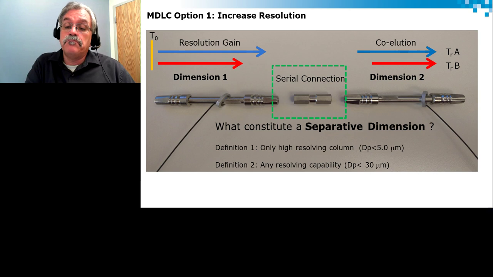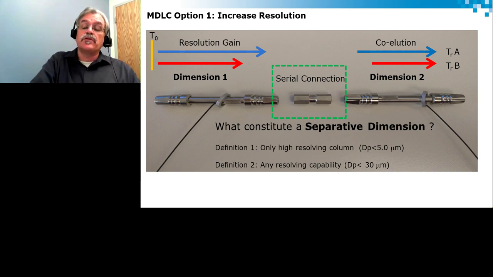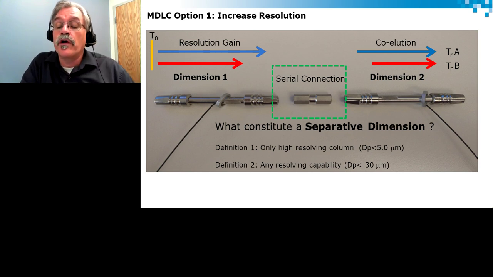Now, there's several definitions, but there's actually two definitions of multidimension that come up more often. Definition number one, a resolving or separative dimension is any column chemistry with particle size less than 5 microns. So basically, we're looking at a high resolution separation.